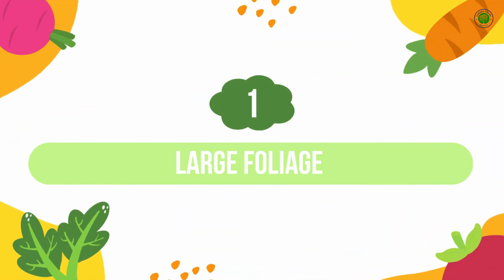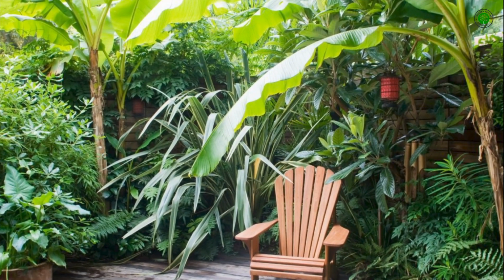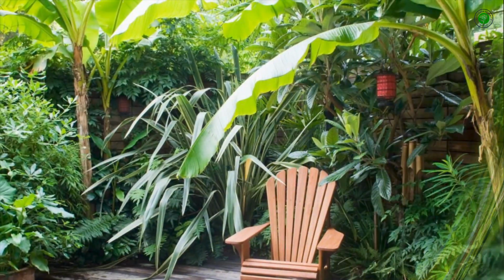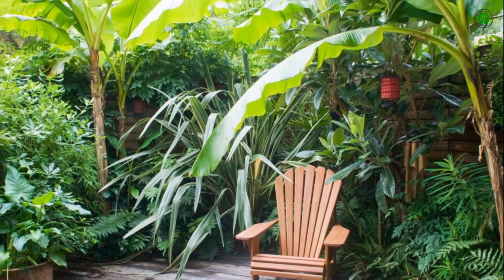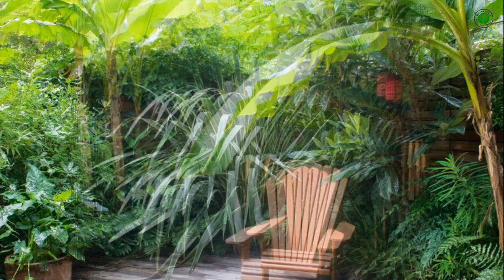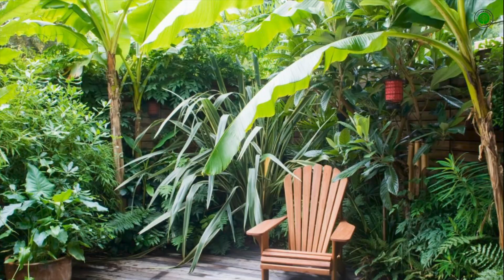1. Large foliage. Banana plants or Musa spp, elephant ears or Alocasia and Colocasia spp, bird of paradise or Strelitzia reginae, traveler's palm or Ravenala madagascariensis, giant taro or Alocasia macrorrhiza. These provide the structural backbone and signature look of a tropical garden.